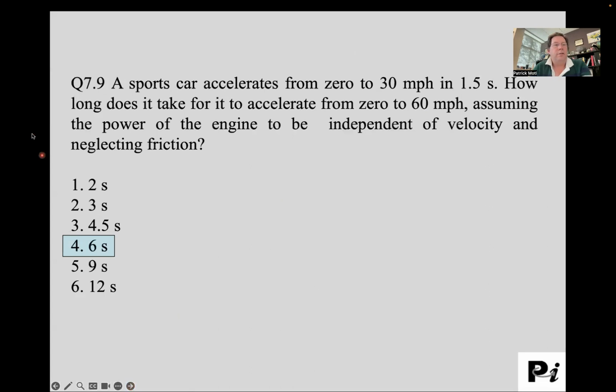All right, so why is it 6 seconds? I wanted to back up a little bit and talk about the meaning about assuming that the power of the engine is independent of velocity. So power is equal to force dotted into the velocity. So the relationship between the force, the velocity of an object, and the rate that work is being done.